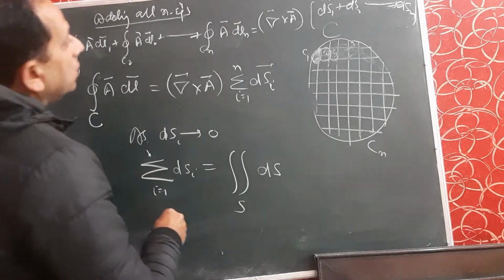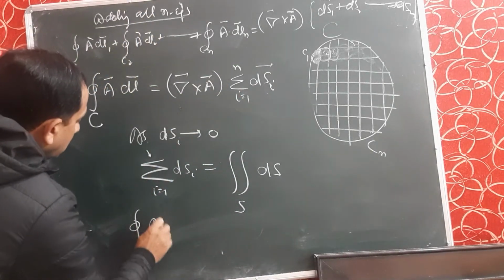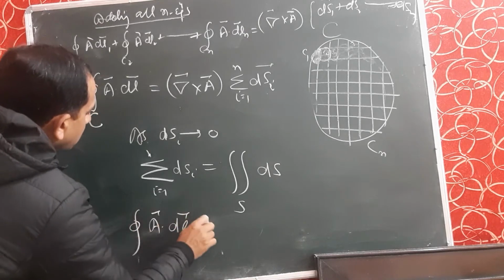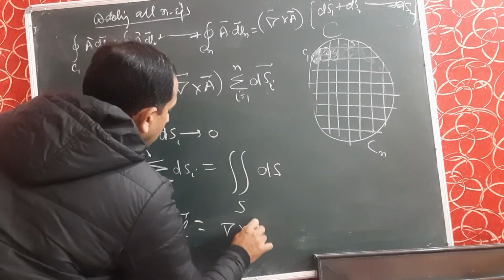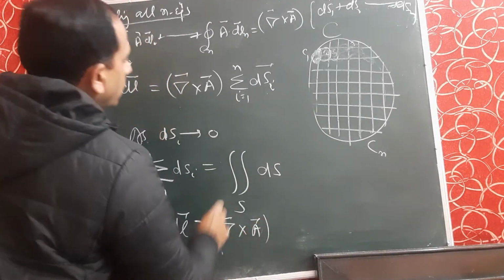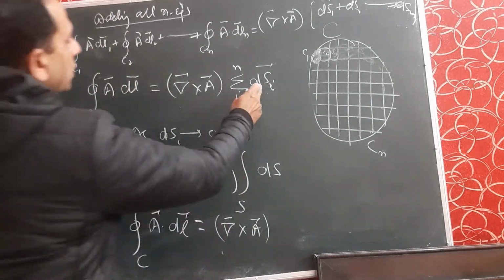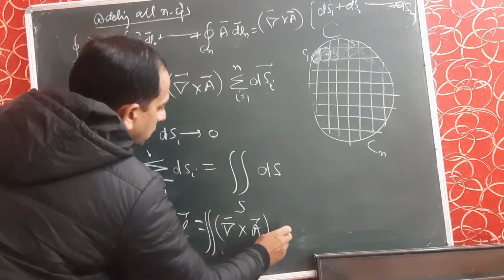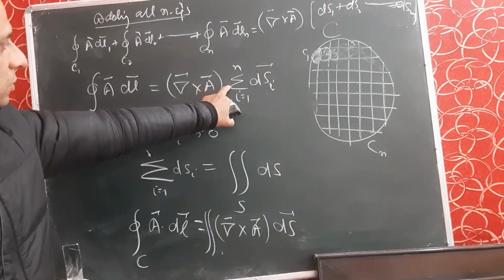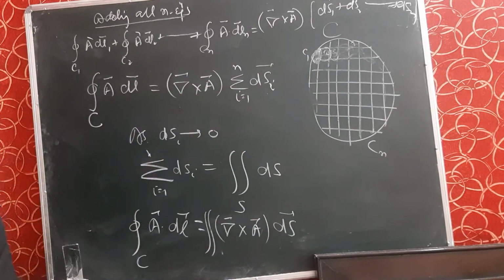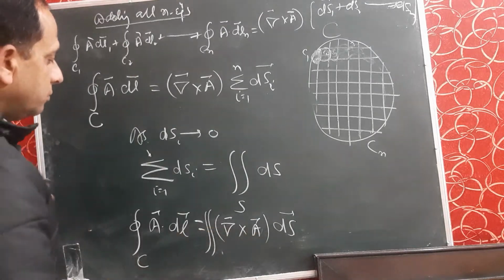So write this right hand side as this, left hand side remains the same: integral of A dot dl over C is equal to integral of del cross A, this is dsi, means double integral of ds. Okay. So I have replaced this sigma summation with integration as ds tends to 0. So this is our Gauss theorem.